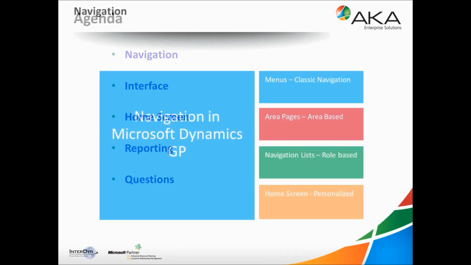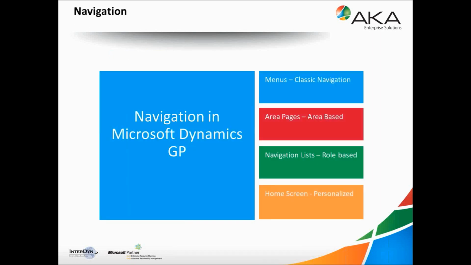Okay, so the first area I want to cover is navigation. Navigation in Microsoft Dynamics GP, it's an object-oriented system, so we're going to see that there is typically more than one way to get to things. And as the program has evolved over the last few years, they've added more navigation options in there. The first one were the menus, the classic navigation, which were the drop-downs on the top. GP has always had that, and when they enhanced the functionality, they never took it away. So that is certainly an option.